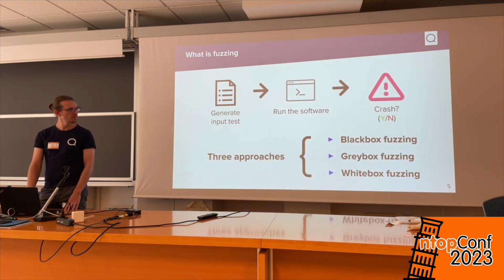How does it work? Basically, the idea is pretty simple. We generate some input, we send it to the software, and then we detect if the software crashes. If it crashes, it means there is a problem, and we can fix it. Otherwise, it's okay. This is really the general approach. In reality, in the literature, there are 3 different categories for which we can generate inputs in different ways. These are called the black box fuzzing approach, gray box, and white box.